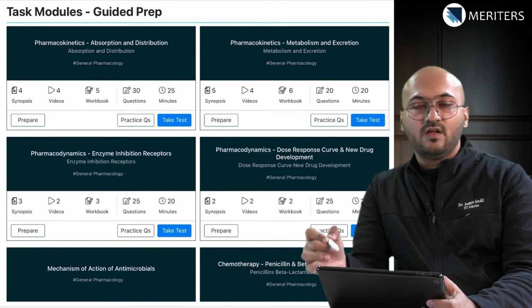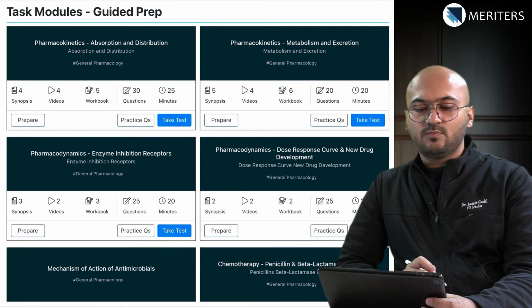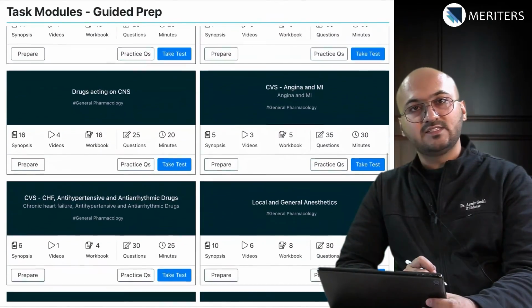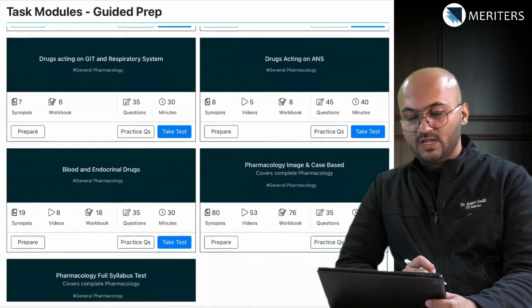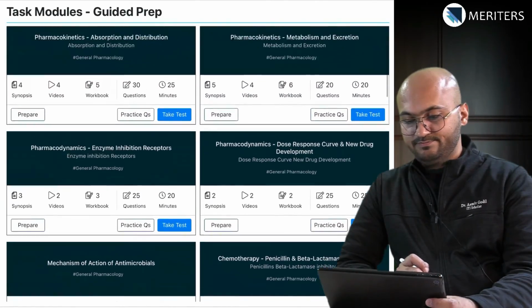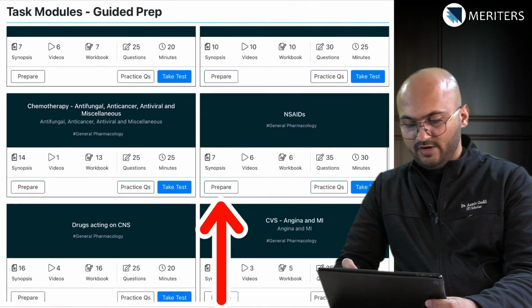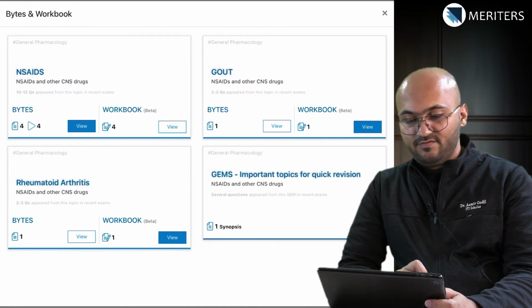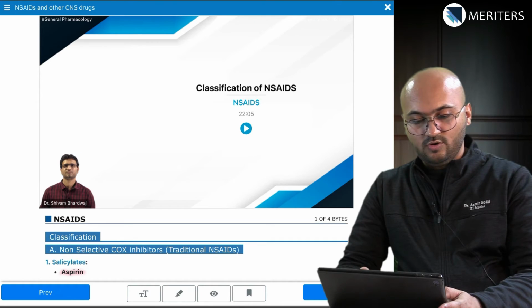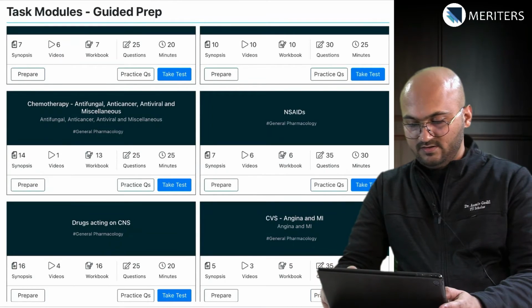Now how do you prepare for pharmac with regards to your NEET MDS exam? If you look at the task modules in the guided prep in the app, you will see all these tasks which are exactly the same as the topics that we just saw. Supposing you want to prepare one of these topics, say chemotherapy, some antibiotic drugs, or NSAIDs, let's see NSAIDs. Here you have all the drugs that you need to know. If you want to view the workbook, the notes, the video, everything is here with all the flowcharts, right?